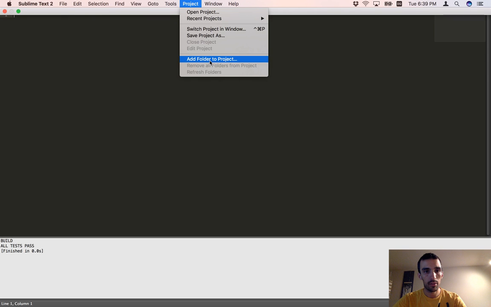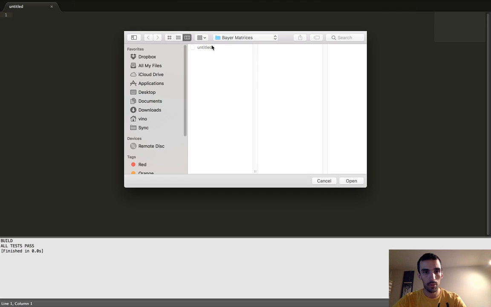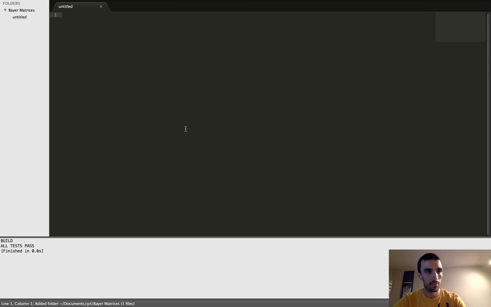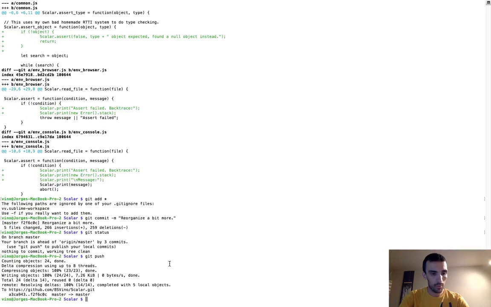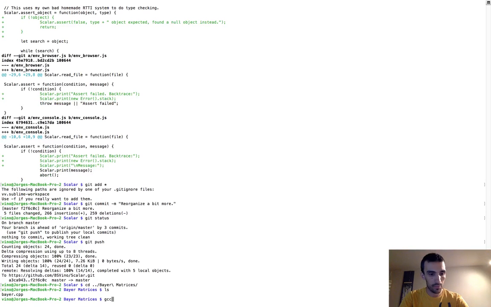And we'll add this folder to our project. Bayer matrices. Good. Okay, and rename this file to something that makes sense. Bayer.cpp. And then I'll come over here to my console and go to Bayer matrices. Okay, and then I guess GCC will work.